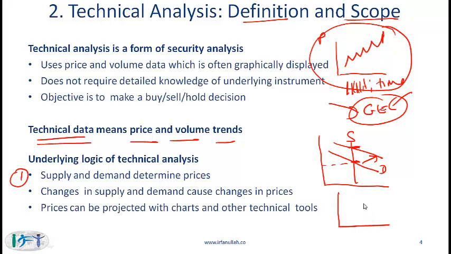Another example is that you have a given supply and a given demand curve. Let's say that there is a secondary offering of this security, which will cause the supply to increase. Assuming the demand is the same, according to this supply and demand model, the price is likely to come down. Prices can be projected with charts and other technical tools. So as shown over here, we try to project the future price using charts and graphs, which we will be studying in a lot more detail.